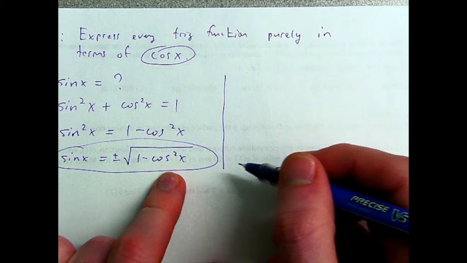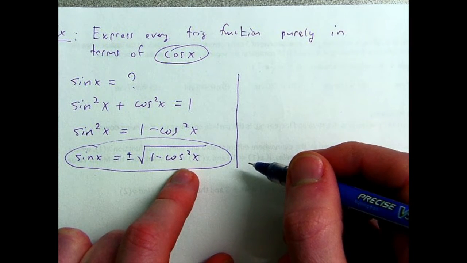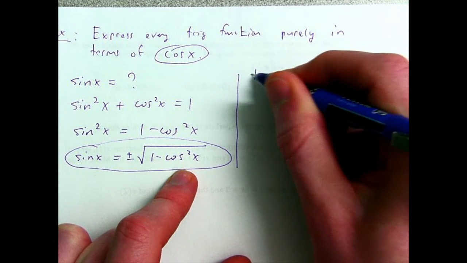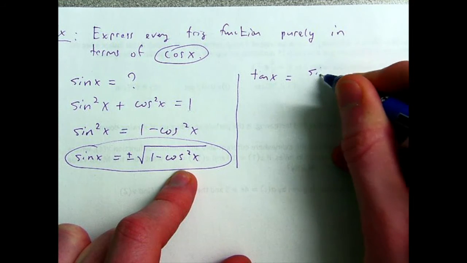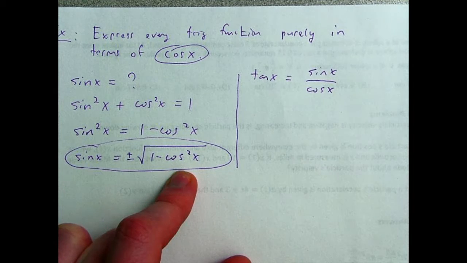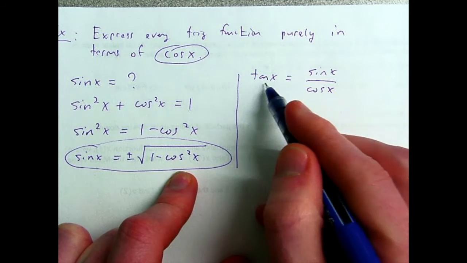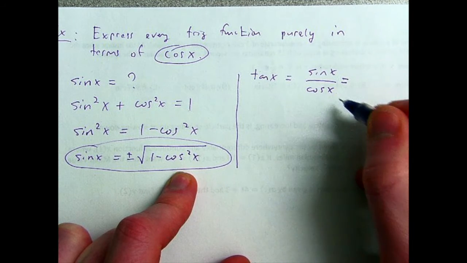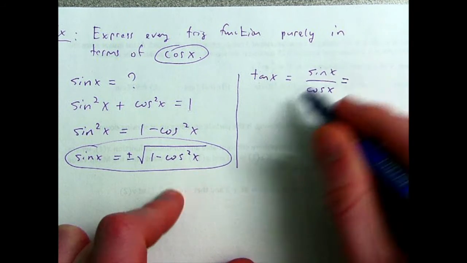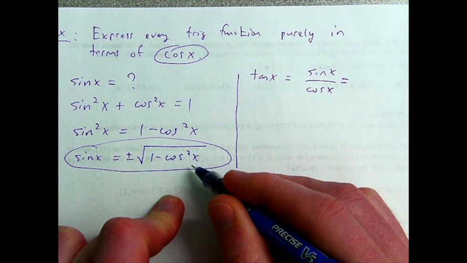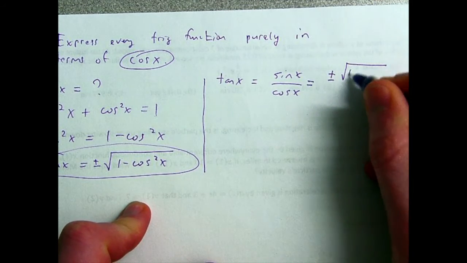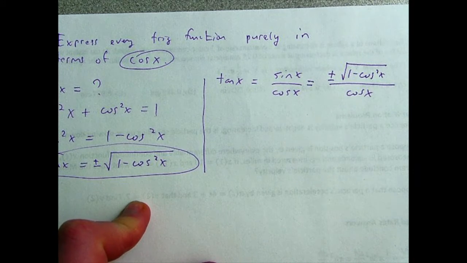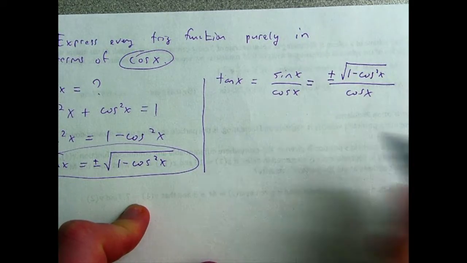Okay, so that's sine of x in terms of cosine. Let's try and do the others. So let's see. What else do we have? We have tangent, right? So what can I say about tangent? Well, I certainly know that tangent of x is equal to sine of x over cosine of x. But remember, I want to express tangent purely in terms of cosine, not sine and cosine. Well, what I can do is replace this sine of x here with this expression that I just obtained over here. That would give me plus or minus root 1 minus cosine squared x all over cosine of x, right? Okay, so that's expressing tangent in terms of cosine alone.